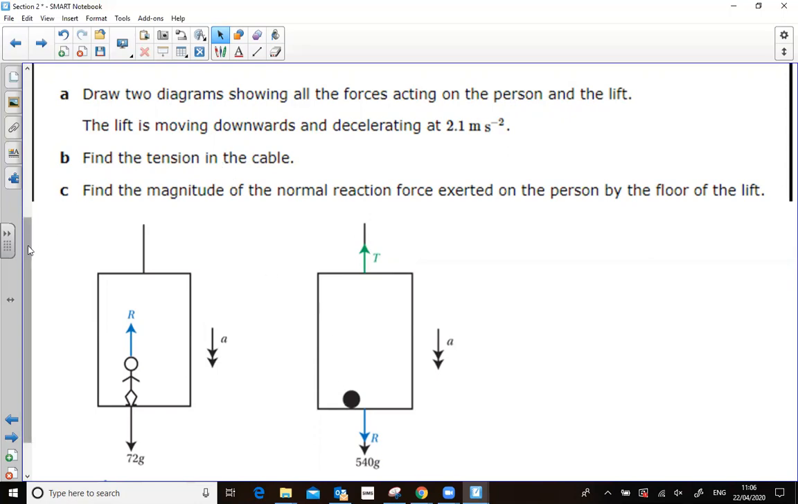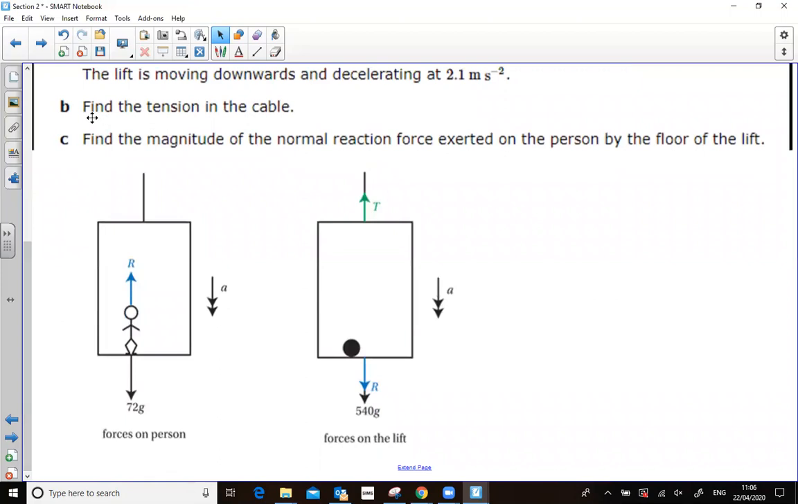Okay, so let's see if we can work out part B. Part B, let's find the tension in the cable when we've been given that the lift is moving downwards and is decelerating at 2.1. So now, firstly, decelerating at 2.1, what does that mean? That means our A is negative 2.1.